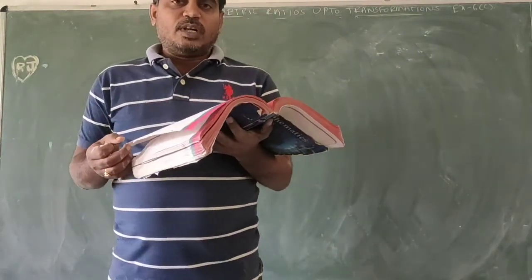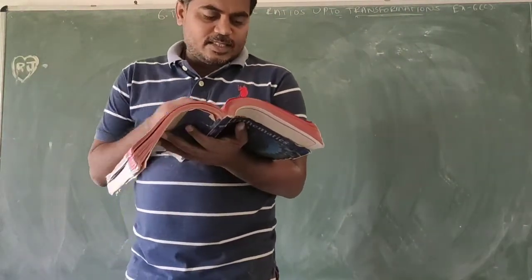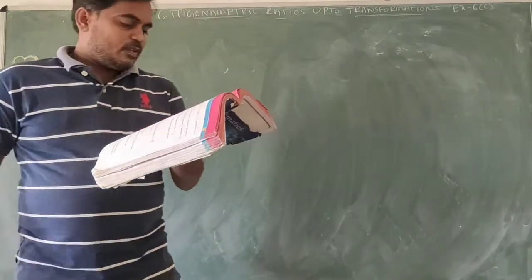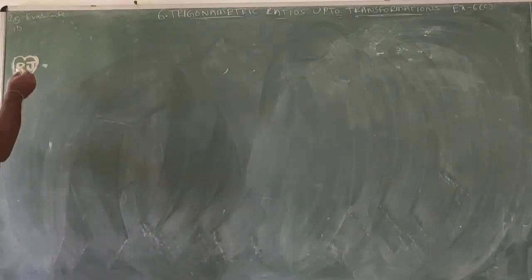Trigonometric ratios up to transformations. Exercise 6C, first bit, fifth question. Evaluate. First one: sin square 82 half.